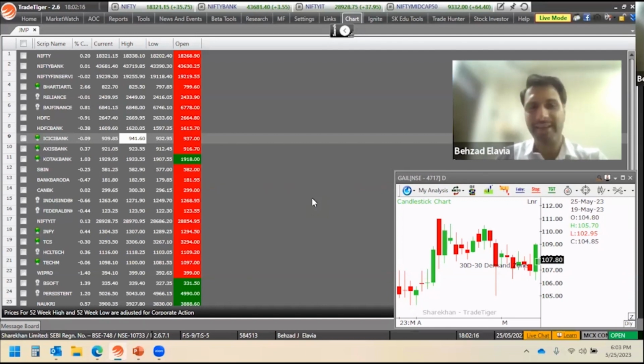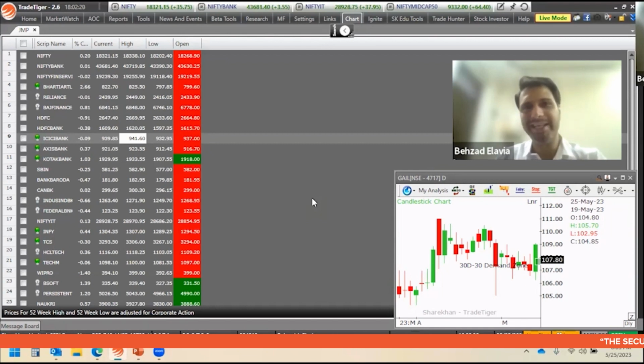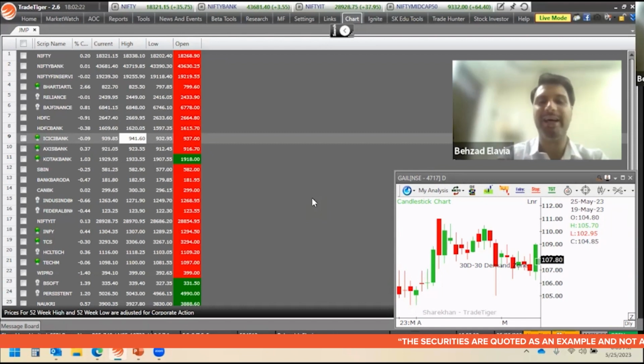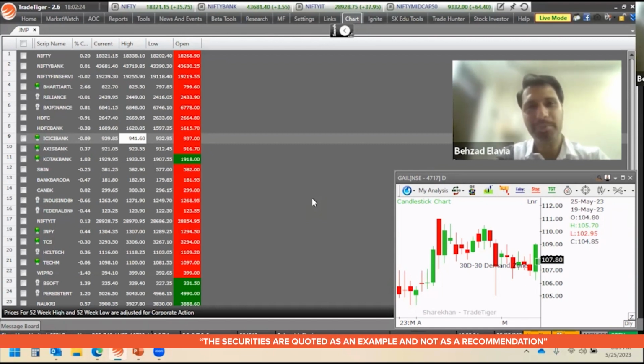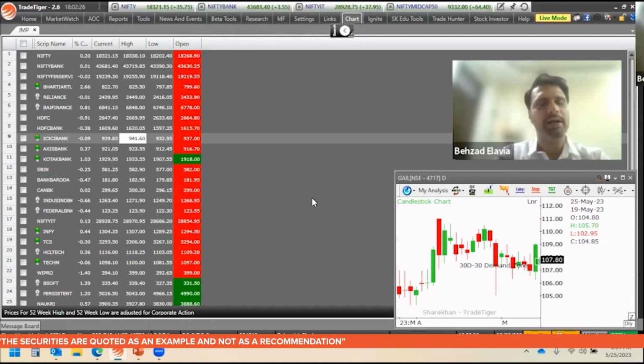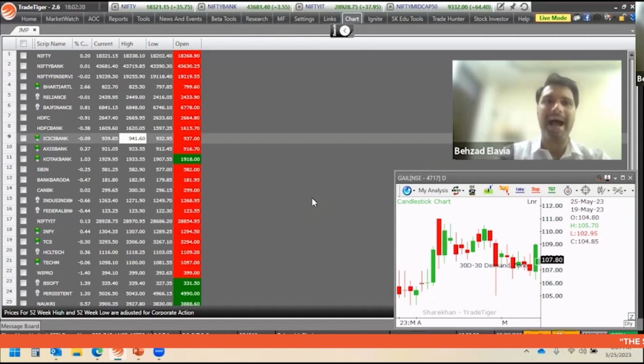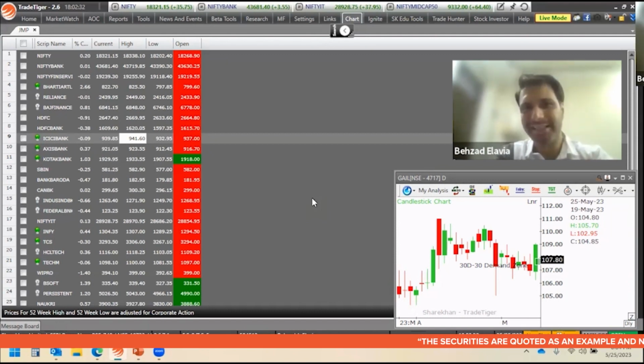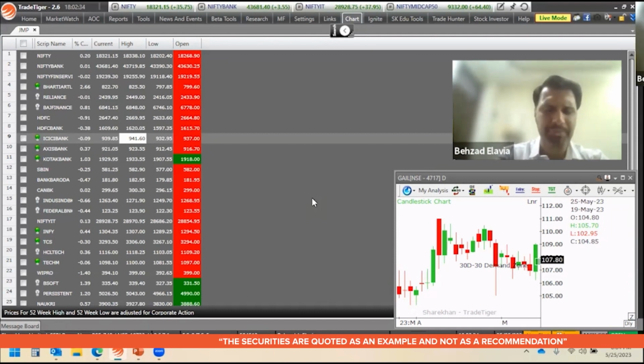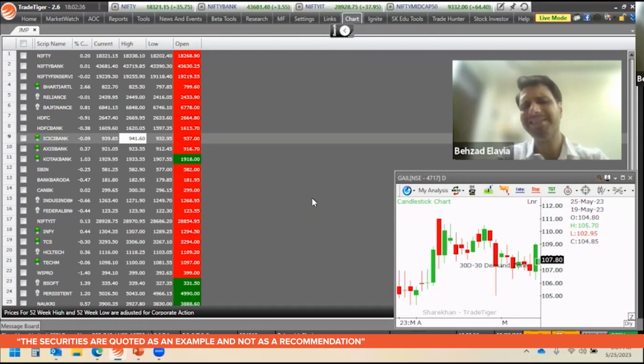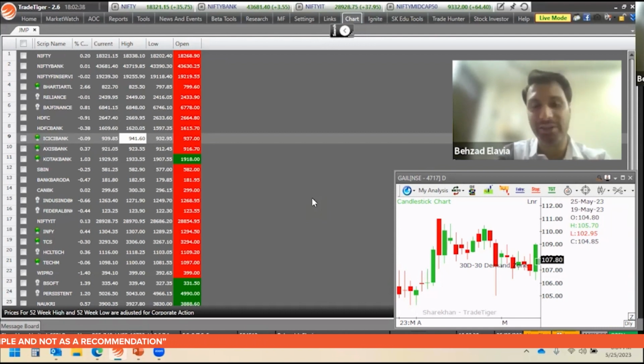My name is Behzad Elavia, and in today's session, we are going to discuss an important DIT setup that we had planned in our XLT class on 12th May this month itself. The name of the stock is Gas Authority of India Limited, GAIL, and as usual, I have planned this setup on the concept of demand and supply, or you can also say on the concept of pending orders on the chart.